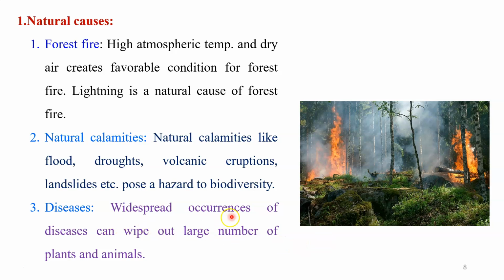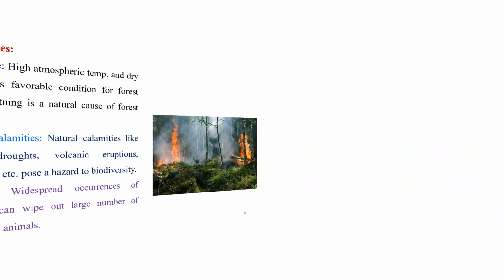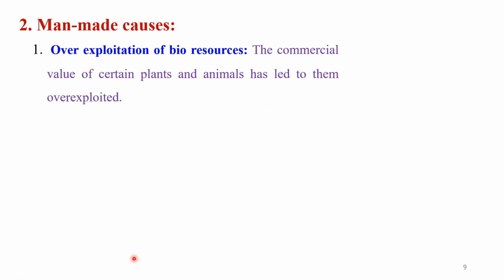The widespread occurrence of disease can wipe out a large number of plants and animals. Especially, I am talking about the Western Ghats and Northeastern India. This is the part where, due to this reason, we observe a great loss in biodiversity. So these are the natural things, but there are a few man-made reasons also. They are responsible for the loss of biodiversity in India, especially over-exploitation of bioresources.